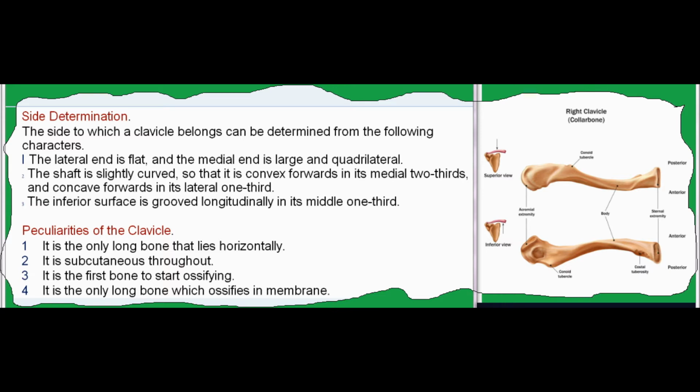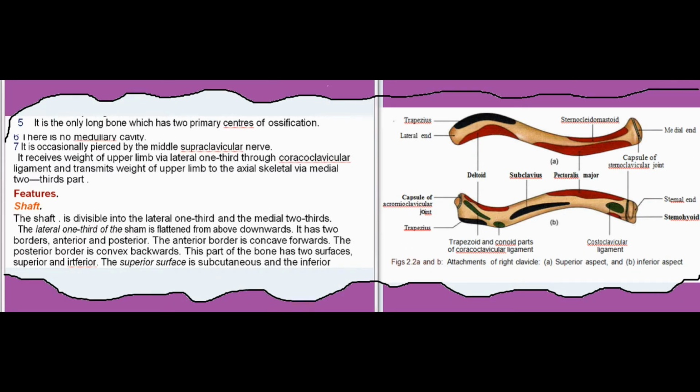Peculiarities of the clavicle. 1. It is the only long bone that lies horizontally. 2. It is subcutaneous throughout. 3. It is the first bone to start ossifying. 4. It is the only long bone which ossifies in membrane. 5. It is the only long bone which has two primary centers of ossification. 6. There is no medullary cavity. 7. It is occasionally pierced by the middle supraclavicular nerve. It receives weight of upper limb via lateral 1/3 through the coracohumeral ligament and transmits weight of upper limb to the axial skeleton via the medial 2/3 part.